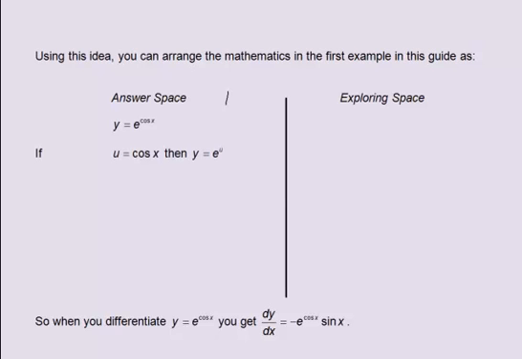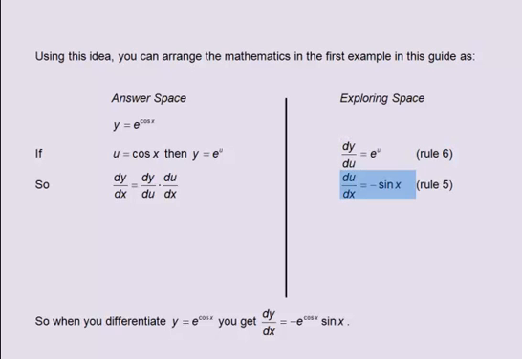Decide to use the chain rule. If u equals cosine of x, then y equals e to the power u. And the chain rule states dy by dx equals dy by du multiplied by du by dx. Now, into the exploring space. dy by du equals e to the power u, using rule 6. du by dx equals minus sin x, using rule 5. Back to the answer space.